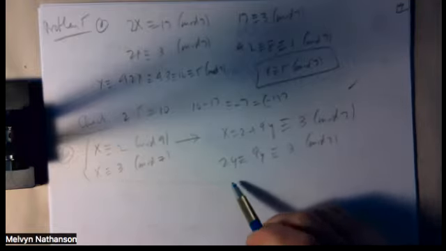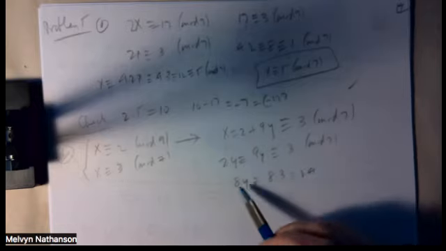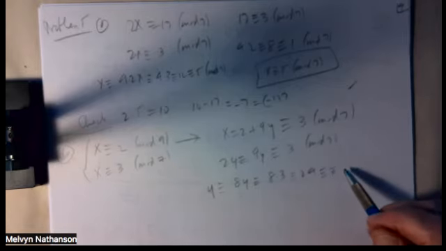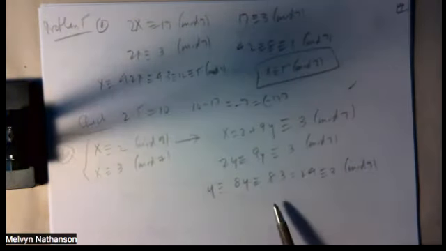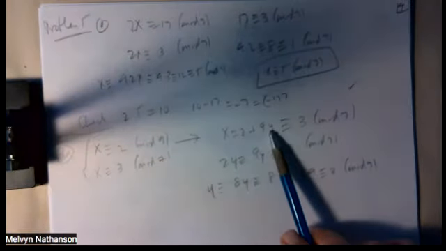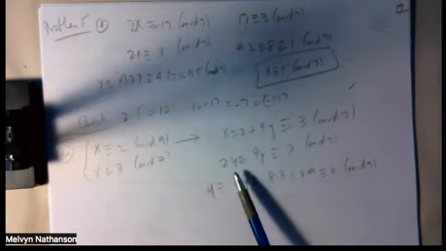If I multiply by 4, 8y is congruent to 4 times 3, which is 12. Oops. Let me just double check what I did here. X is 2 plus 9y, so that has to be congruent to 3 mod 7. So 2y, oops, sorry, 3 minus 2 is 1. Should be able to subtract.